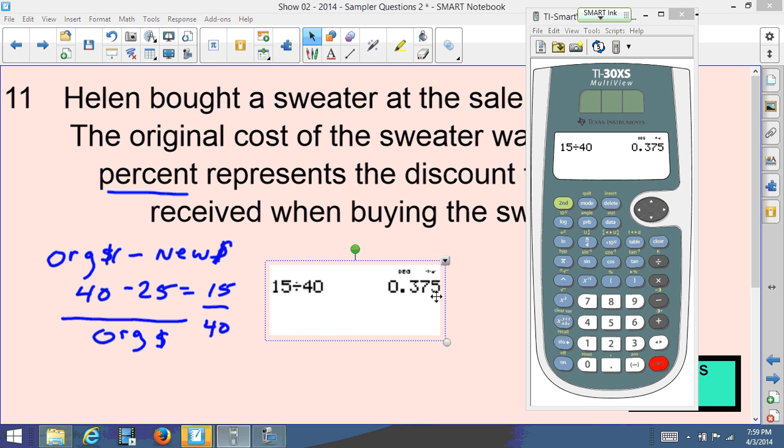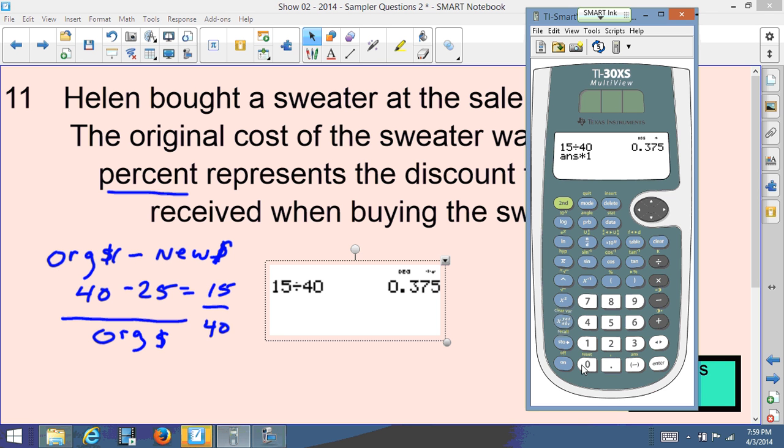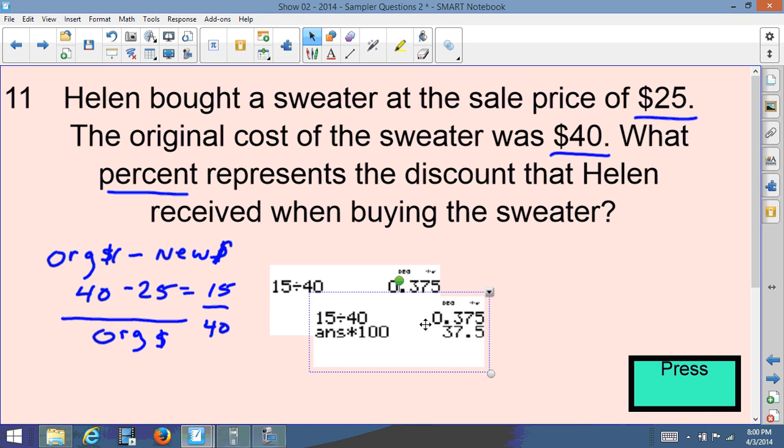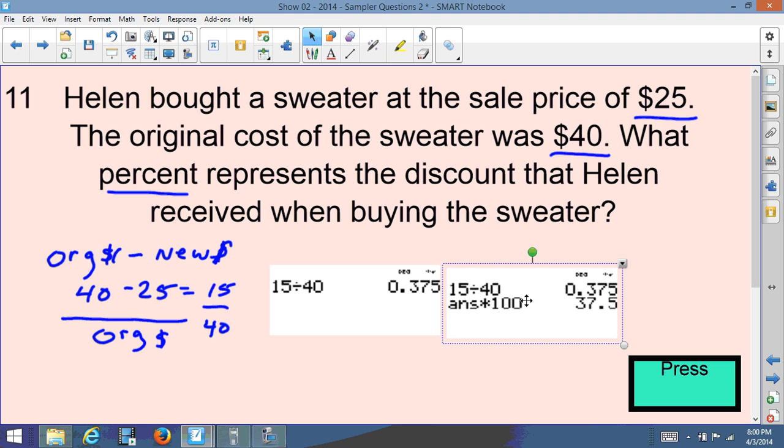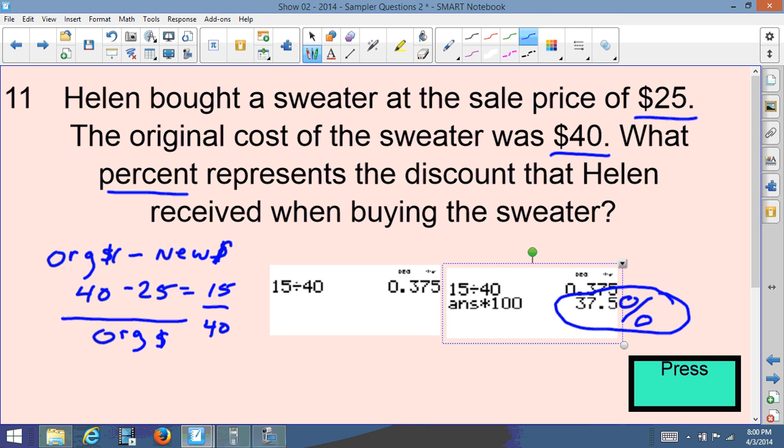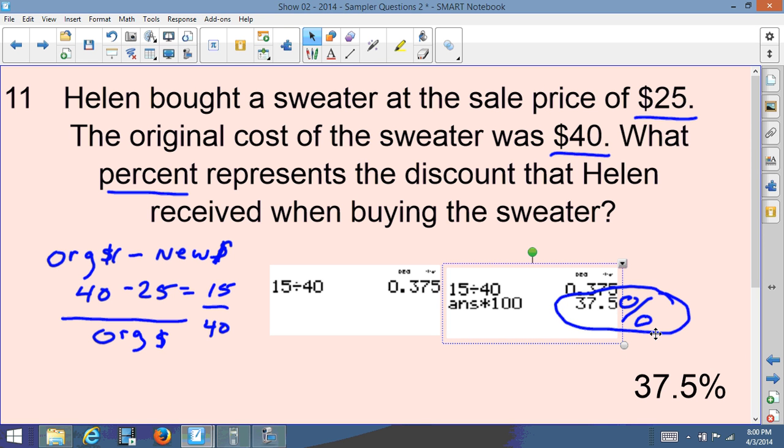And they said put it as a percentage, so we have to multiply this by 100 to change it to a percentage. So we multiply by 100, or you can move the decimal point 2 places to the right as well. That's a little quicker, and we'll get our percentage, which would be 37.5%. That would be the amount of discount, the discount percent. And let's put a percent sign here. So 37.5%. So that's her change in discount.